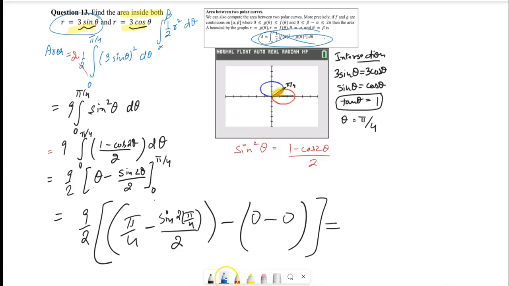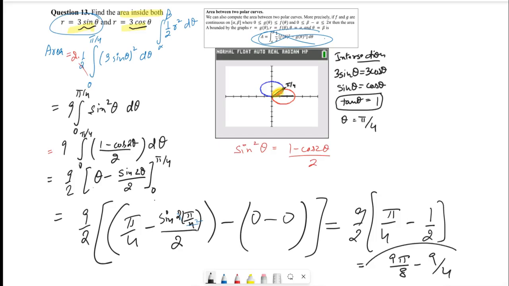Okay. This 2 cancels. This is sine pi/2, which is 1. So 9/2 outside. Pi/4 minus sine pi/2, which is 1, by 2. We can say 9 pi/8 minus 9/4. That is your answer for the area.